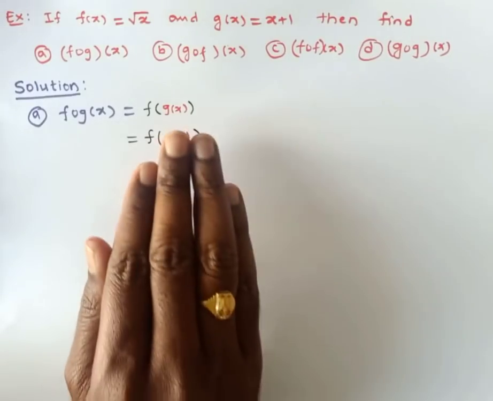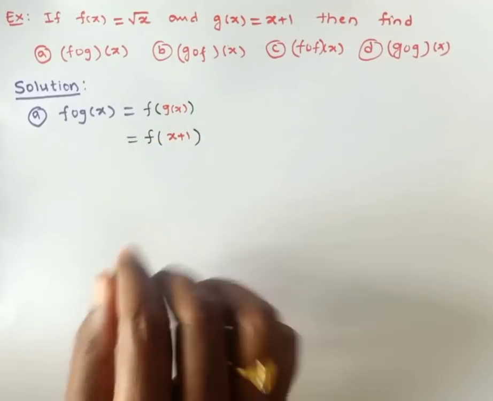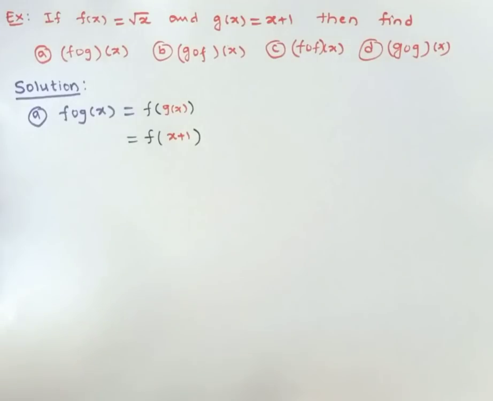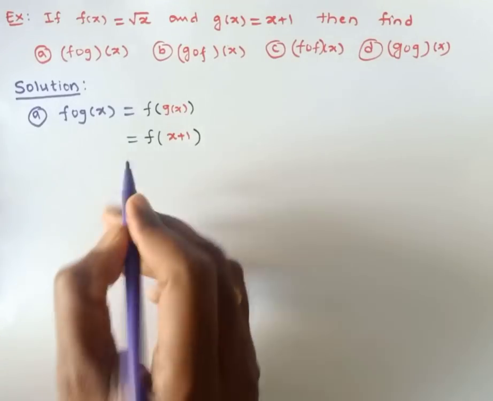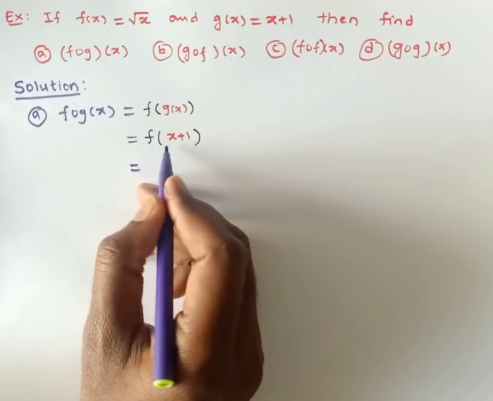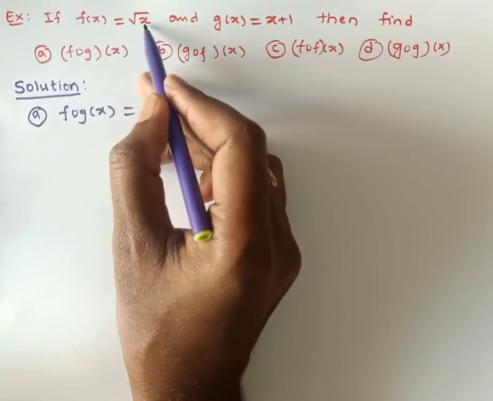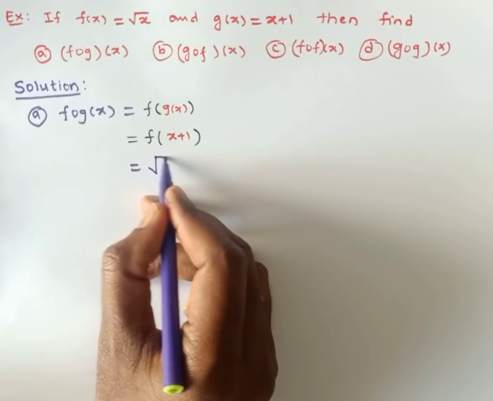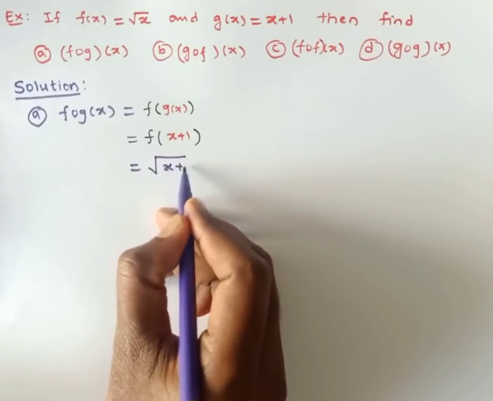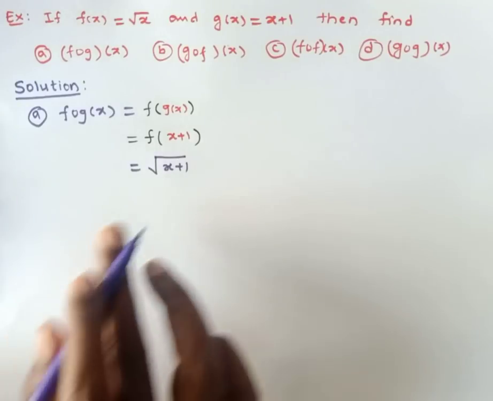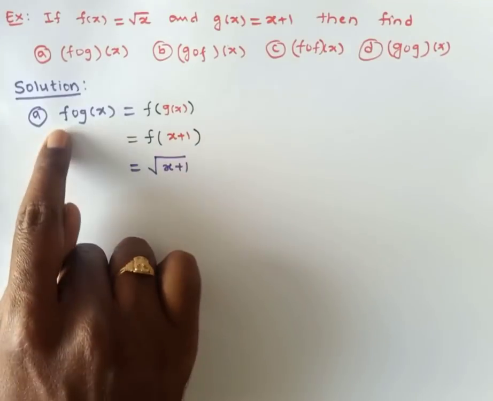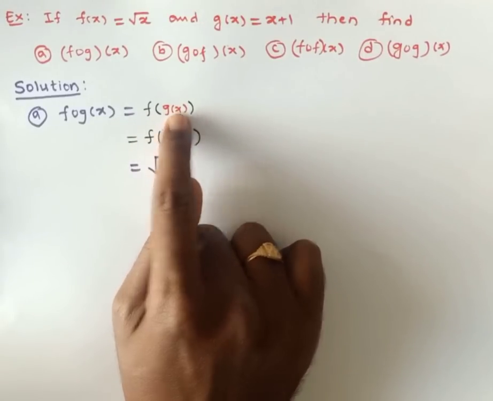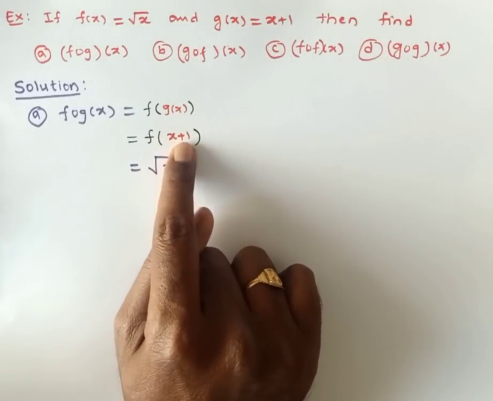Now, it is in the form of f of x, where x is now x plus 1. So what is f of x? It is root x. To define this f of x, you need to replace x with this quantity, so that it is root of x plus 1. So f circle g of x is f of g of x. What is g of x? x plus 1. So replace it with x plus 1.